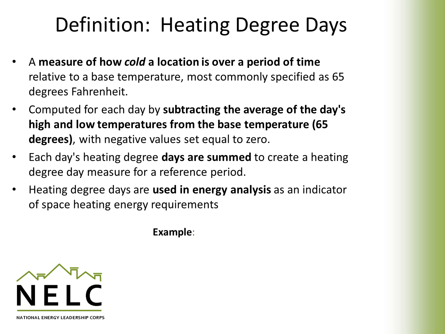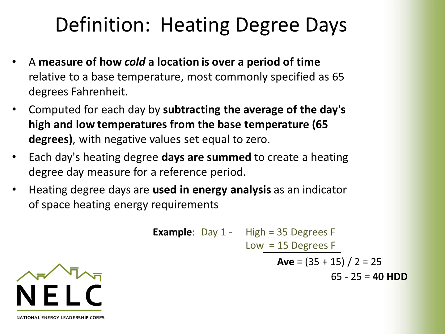Here's an example for a given day in which the low temperature is 15 degrees and the high temperature is 35 degrees. The average of these two would be 25 degrees. Subtracting this from our base of 65 degrees would yield a total of 40 heating degree days. This calculation is done for each day over the year and then summed. In some zones in the United States, over 7,000 heating degree days are experienced.